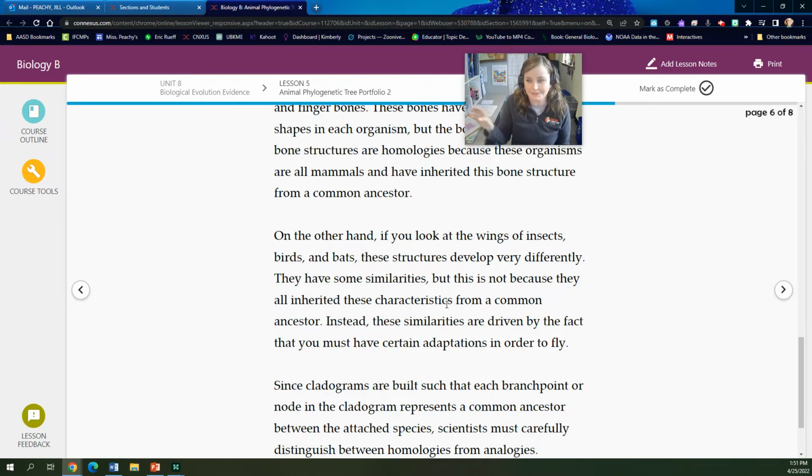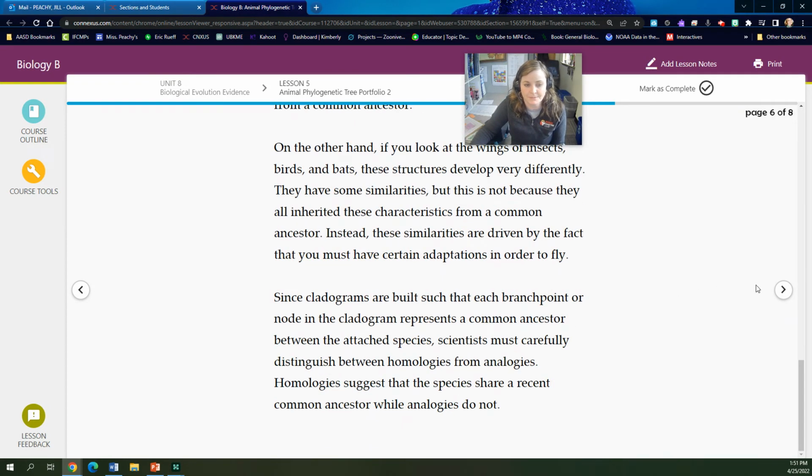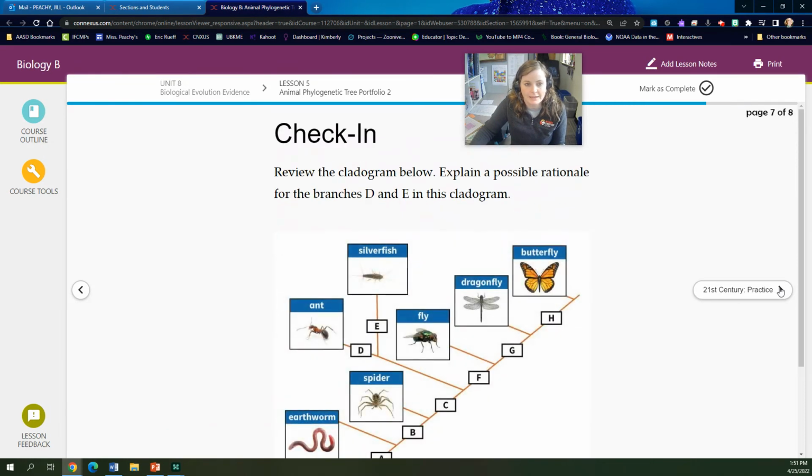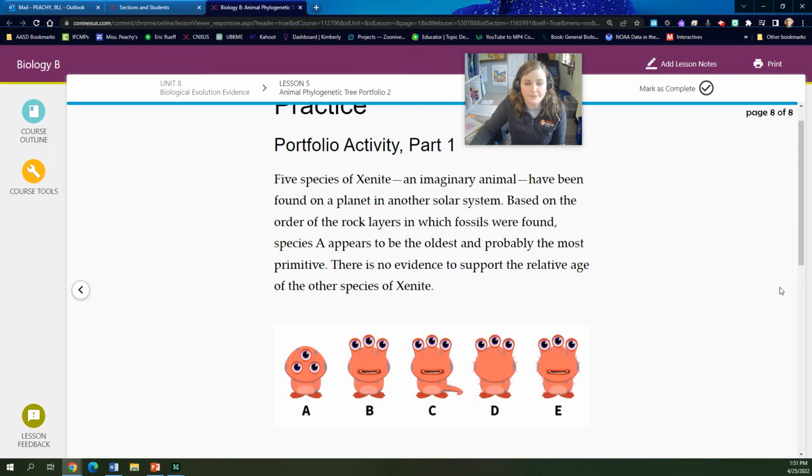So part of this challenge here is you're going to determine if these traits are analogous or homologous. So do they have the same form but different functions, or do they all have the same function but not necessarily the same form? Same form but maybe different functions is homologous, and same function but possibly not built the same is considered analogous. Okay, so that's important. And again, more examples of different types of cladograms.